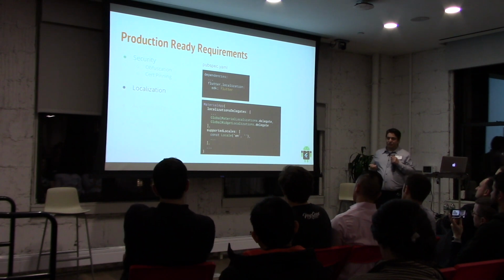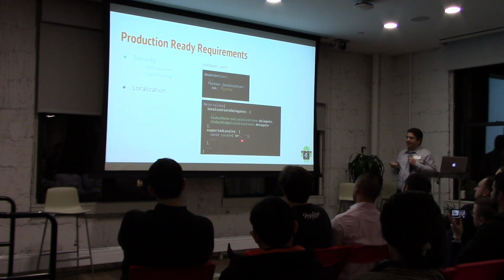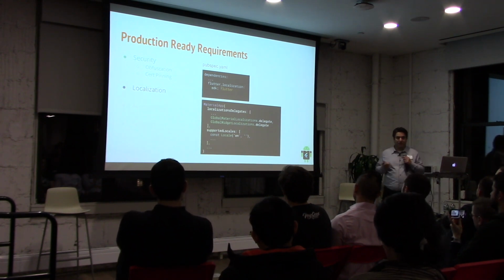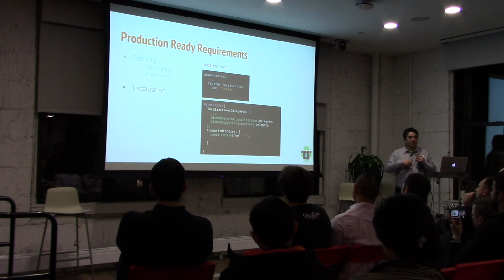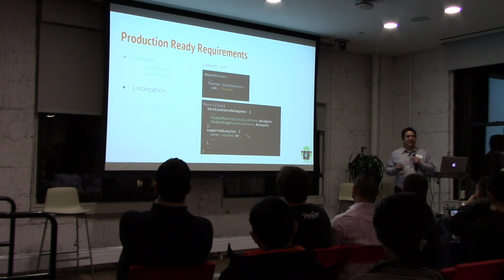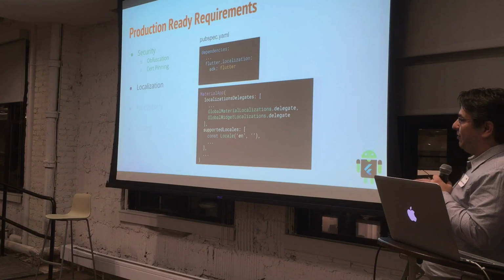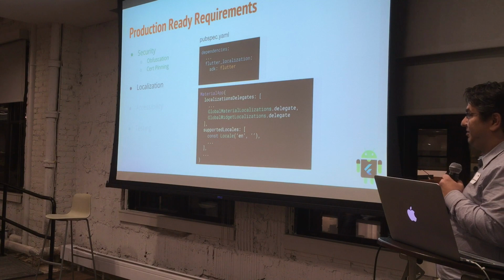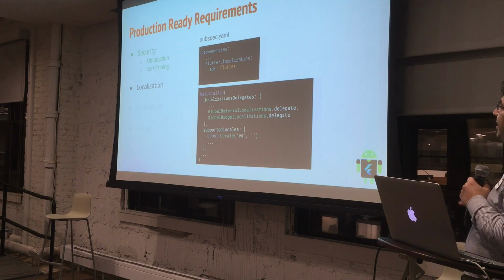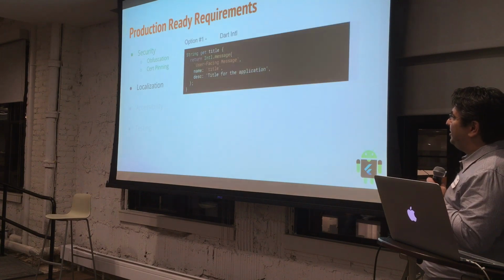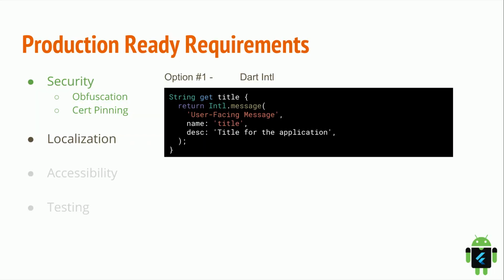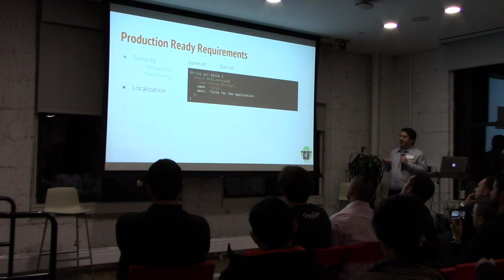They take two strings, the language and the country or the region. So it does support regional dialects. English in the US, English in the UK, or if you leave the second, the region code, blank, it's just English that you support. So as I mentioned, there were two options. The first one was using Dart INTL, the International Library from Dart, where you would return a message and you would set up the user-facing description.